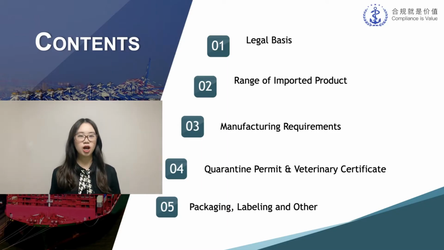Let's have a preview of the contents we're going to cover today. 1. The legal basis of inspection and quarantine. 2. Range of imported product. 3. Manufacturing requirements. 4. Inspection permit and veterinary certificate. 5. Packaging, labeling, and other.